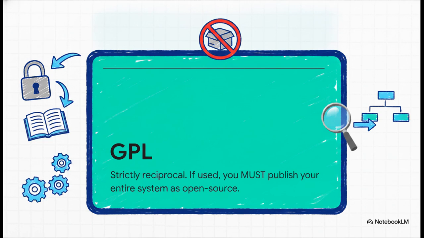Let's look at the first of the three main models, the GNU General Public License, or GPL. This is what we call a strictly reciprocal license.